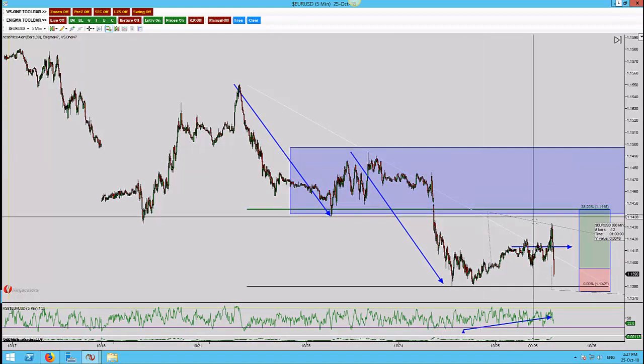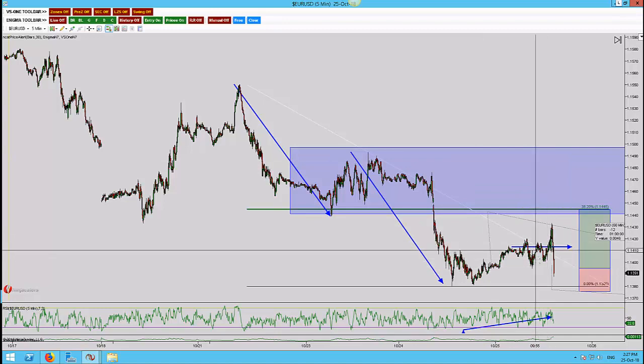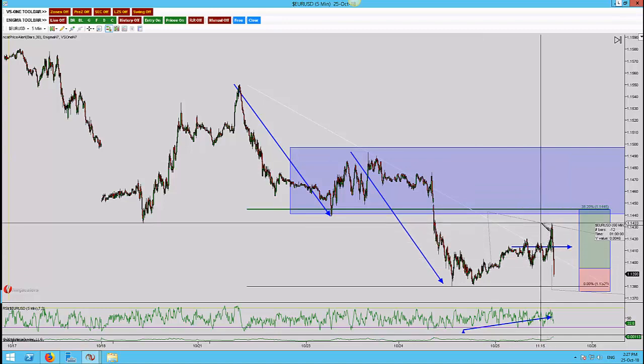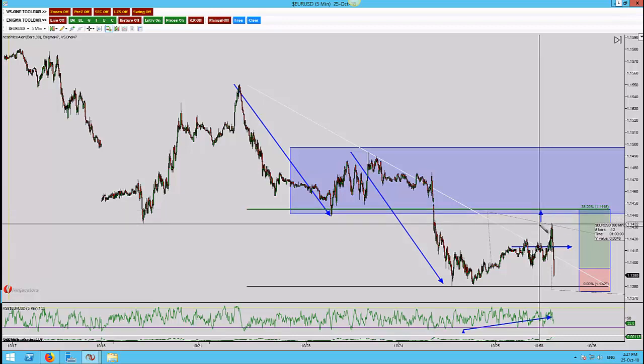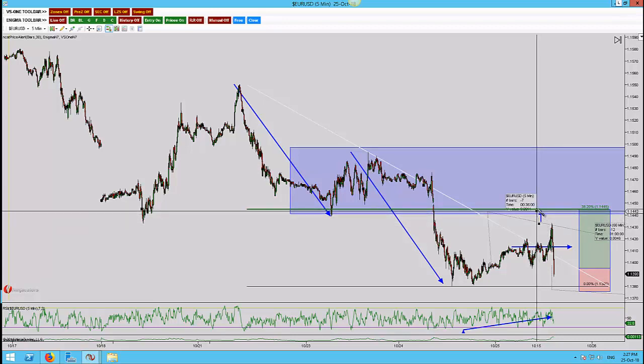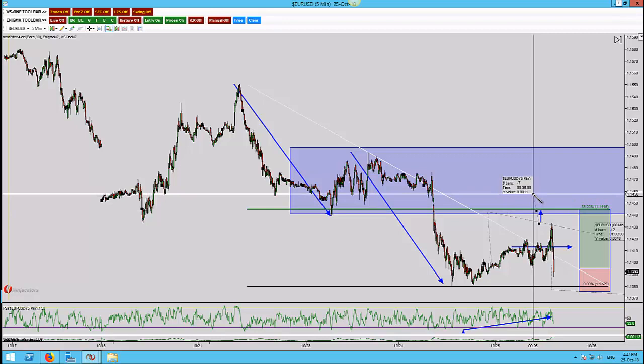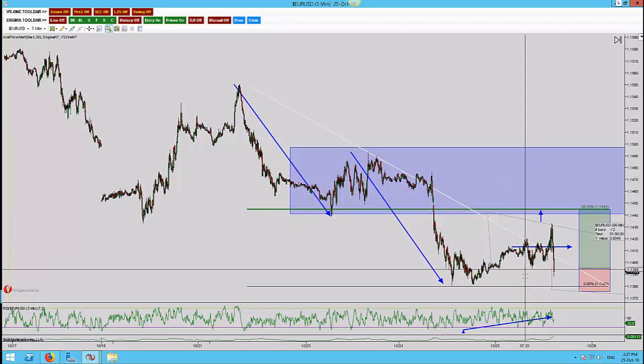A few pips from targets. I don't know why this has happened. Let's have a look, 11 pips from target, so 33 pips up we got there. What a shame.